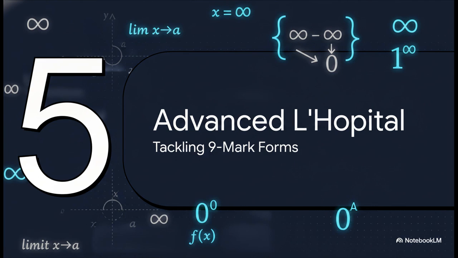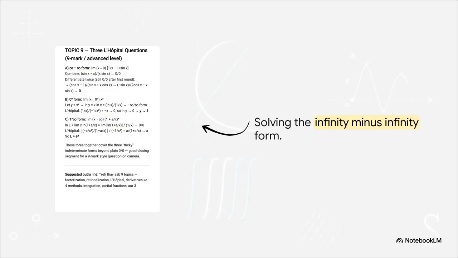We are tackling those heavy 9-mark infinity minus infinity, 0 to the 0, and 1 to the infinity forms. First up, the infinity minus infinity form. We have the limit as x approaches 0 of 1 over x minus 1 over sine x. Now, you cannot apply L'Hopital directly to this. We literally have to algebraically combine the fractions first to force a 0 over 0 form.